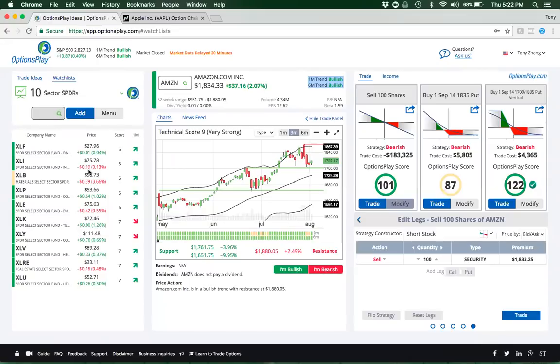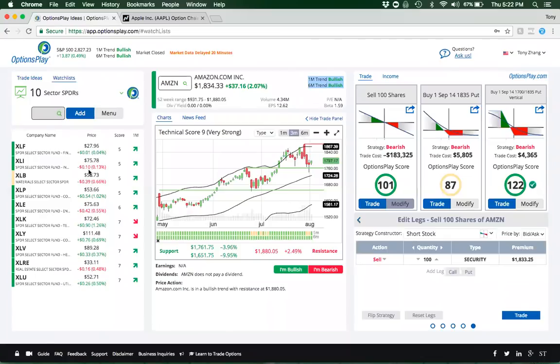We were up about 70% on that debit spread. We simply felt that it didn't quite reach our target price, and we felt that Facebook was going to be strong going into earnings, and that did not happen. We were completely wrong on that. We basically lost all of our money on that trade.